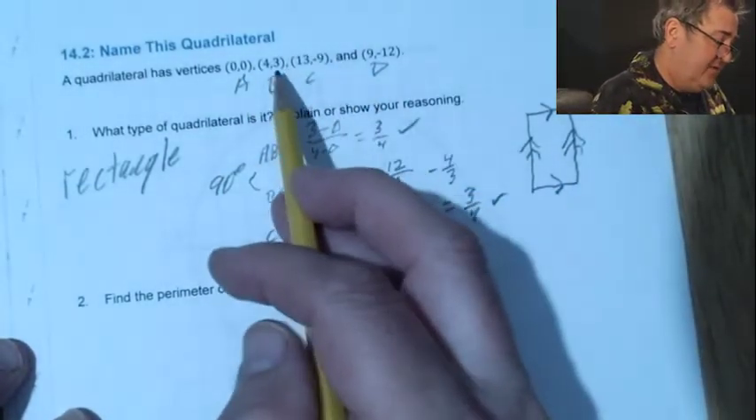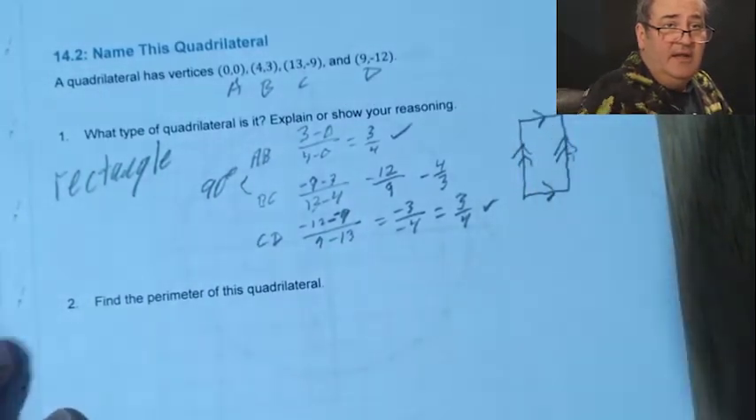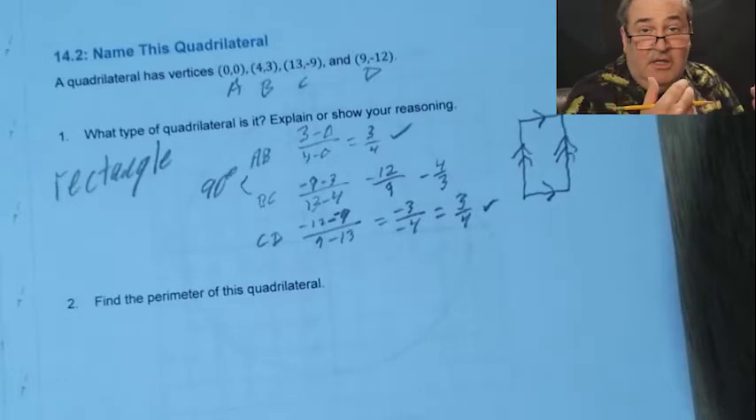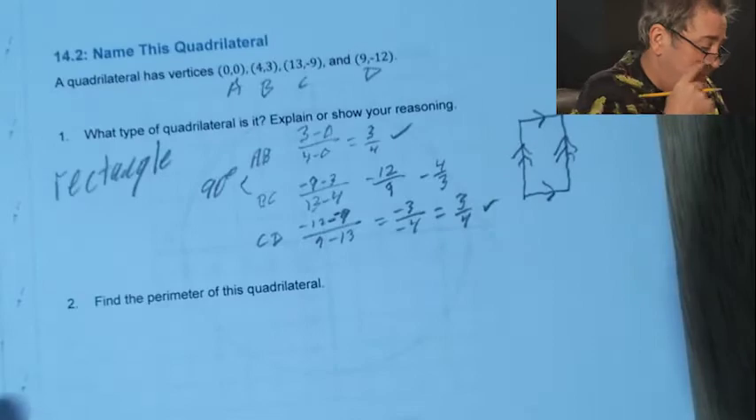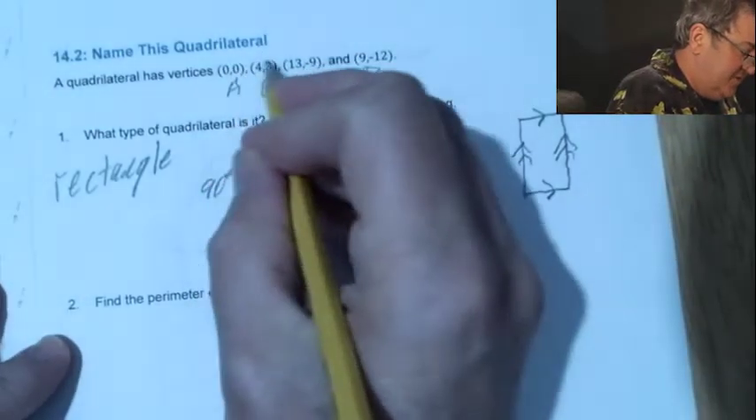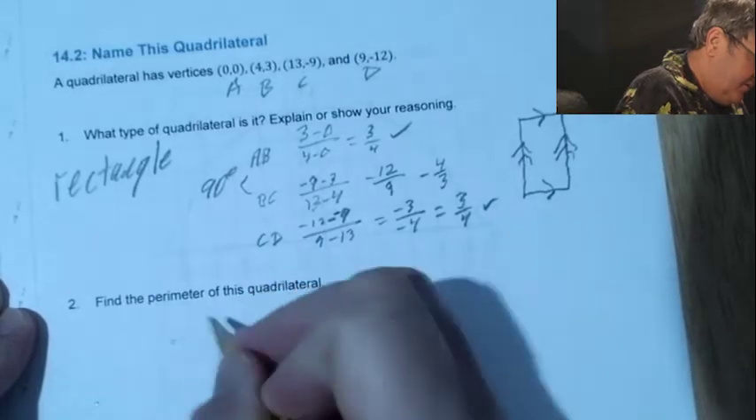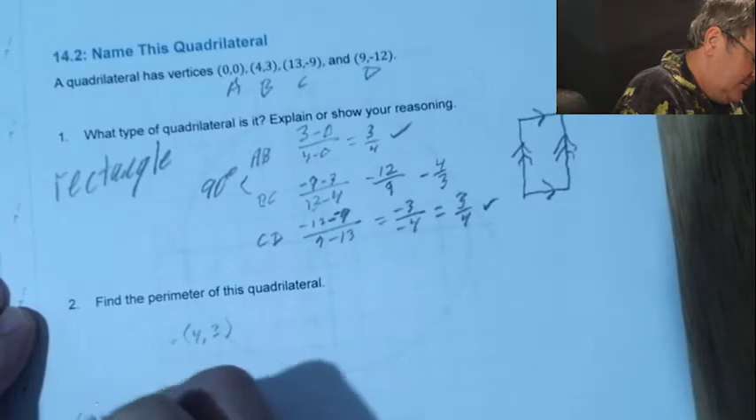And then we'll need to know how far it is from 4, 3 to 13, 9. And then we'll see, since it's a rectangle, we don't have to find the length of the other 2 sides because they have to be the same. So let's find those first 2. So from 0, 0 to 4, 3, let's think about that. If it goes from 0, 0 to 4, 3, this is 4, 3, this is 0, 0.